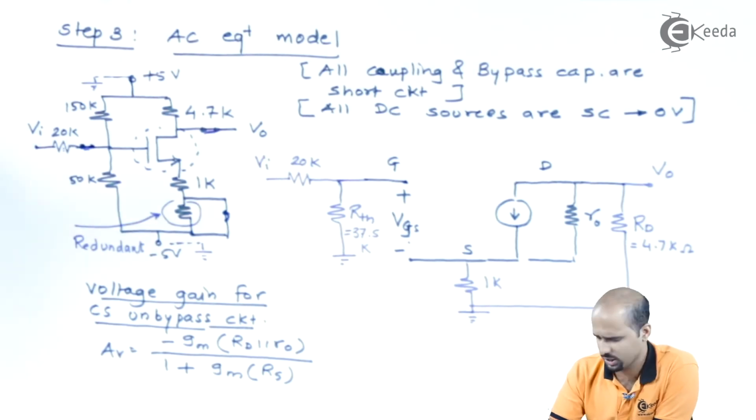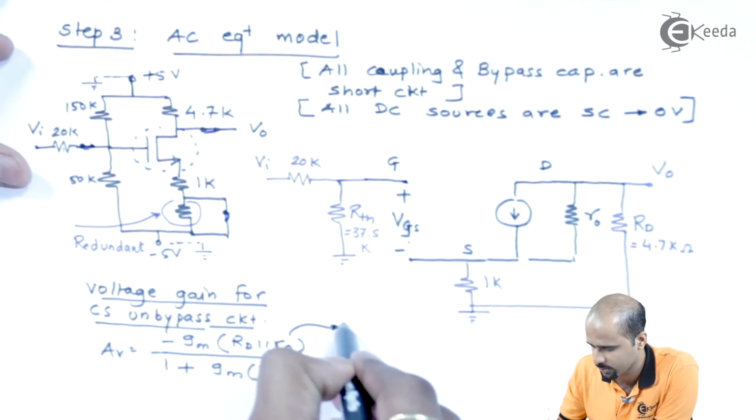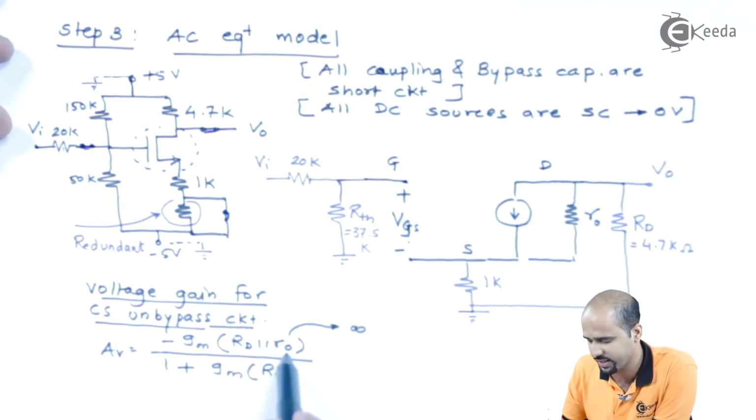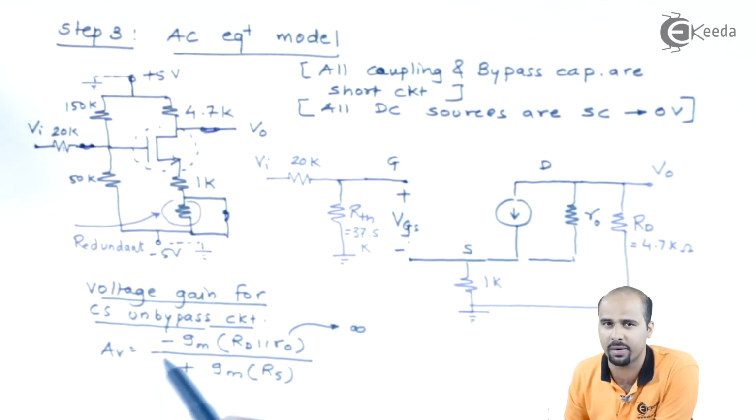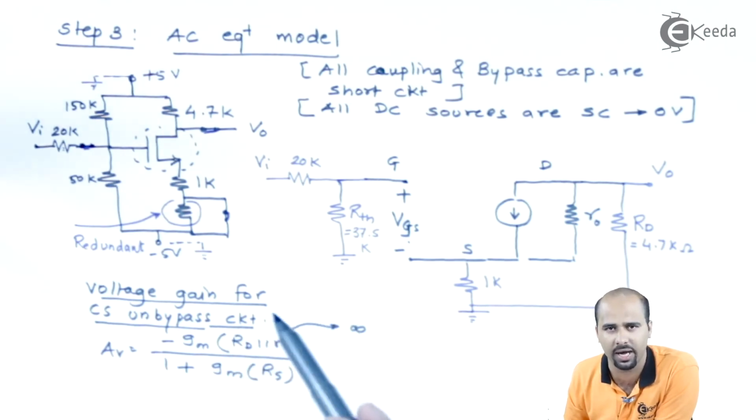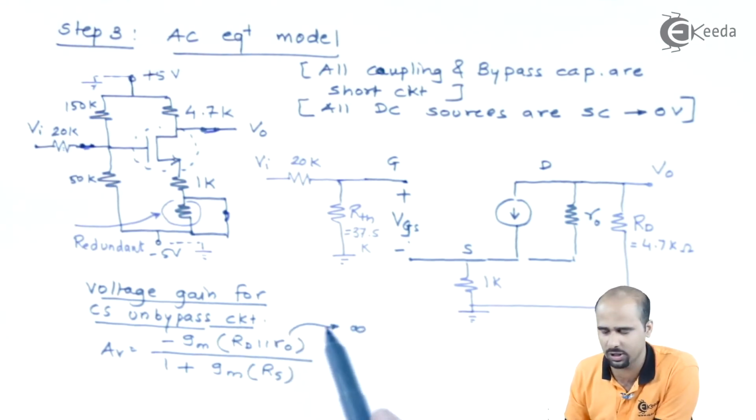Okay, so this is the formula and we'll just put the values and get the answer. So pause the screen, calculate this particular value just by putting the values of GM, capital RD, small RO, capital RS. Make sure that small RO is not given, so we'll take it as infinity. So when it is infinity, RD parallel RO becomes RD only. So just calculate the value of minus GM capital RD divided by 1 plus GM capital RS, right? Pause the screen, come to me immediately.